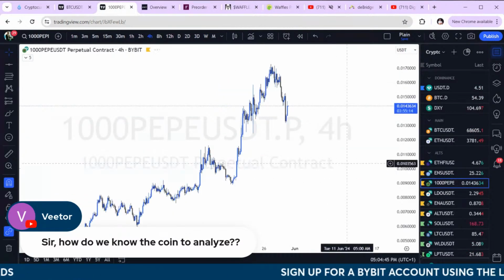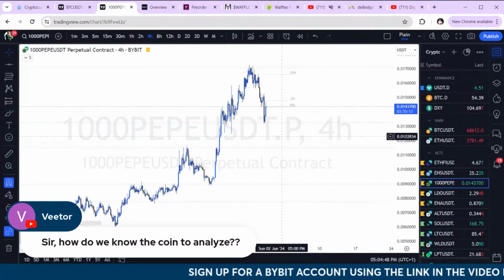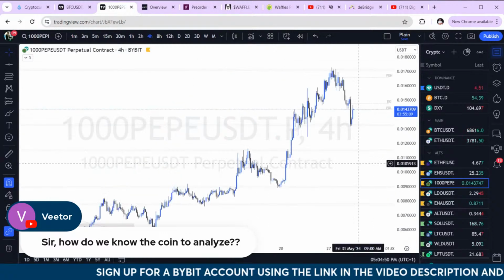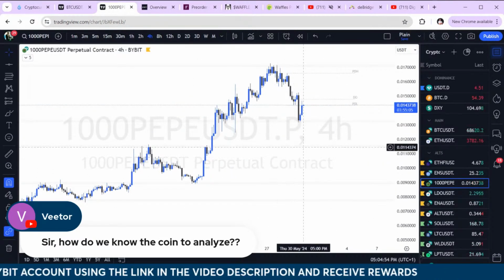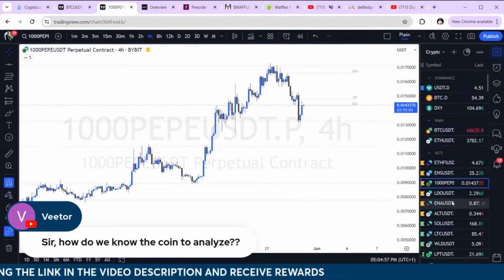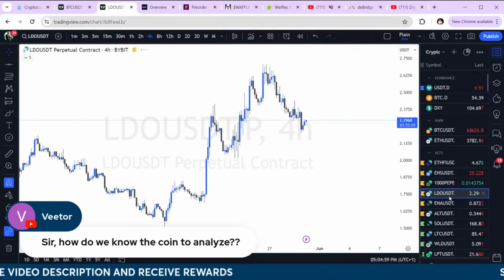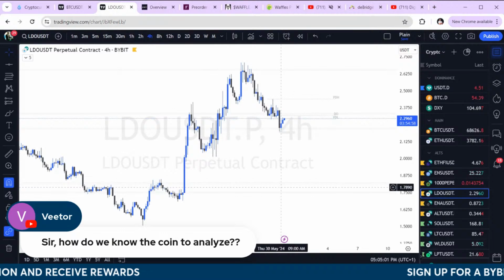BXX is equally another token that I'm looking at. I don't have any setup yet, but I will be looking at BXX at that 0.011. Then LDO is equally one of those trades.